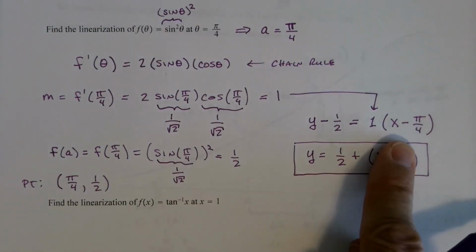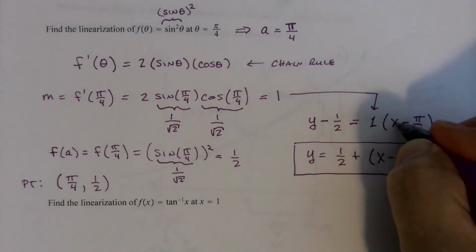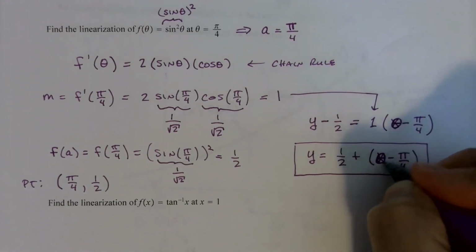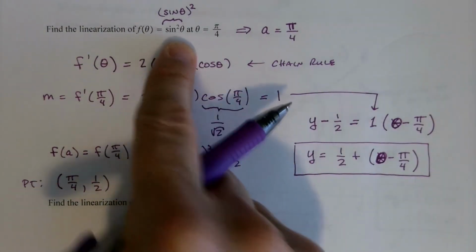So in other words, when I see this function, right? Oh, I'm using the wrong variable, and I've got theta here. This should technically be a theta. Sorry about that. It should be a theta, because the independent variable is theta. If this was x, we would have x.